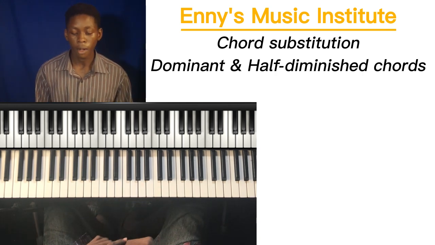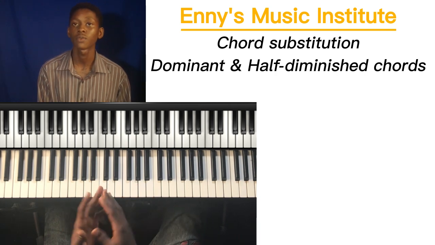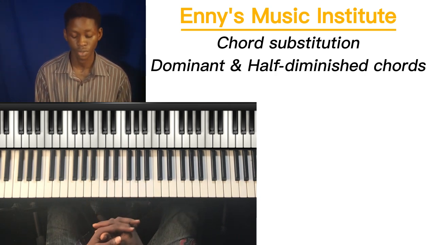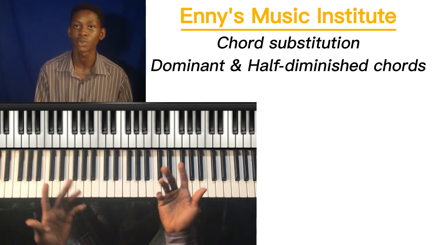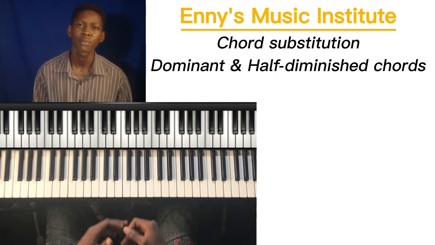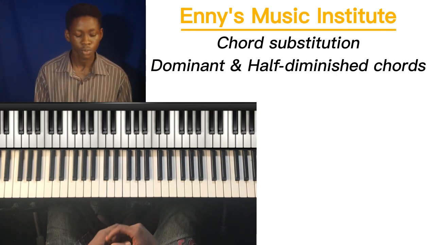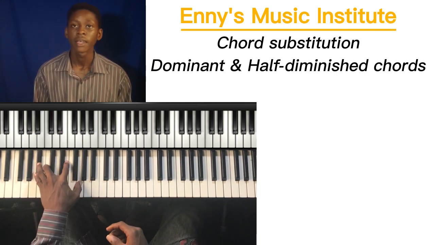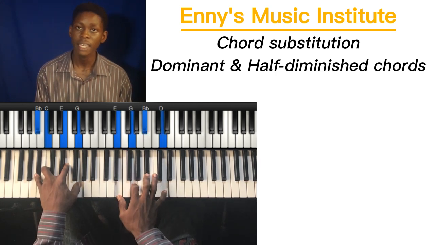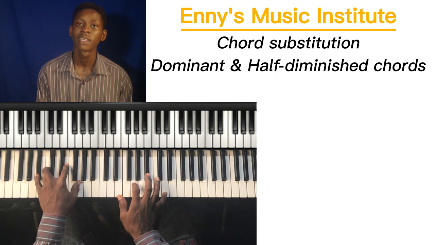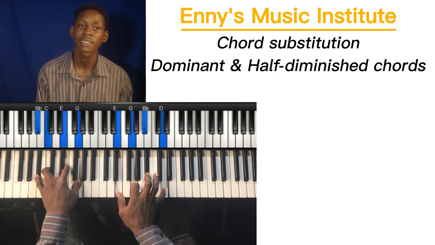Now, you don't always have to substitute these chords. There's something I like doing, or I prefer doing instead of substitution. Actually, you can play both of them together. So if you were to play both a C dominant and E half diminished, it will actually give you a C dominant flat 9.